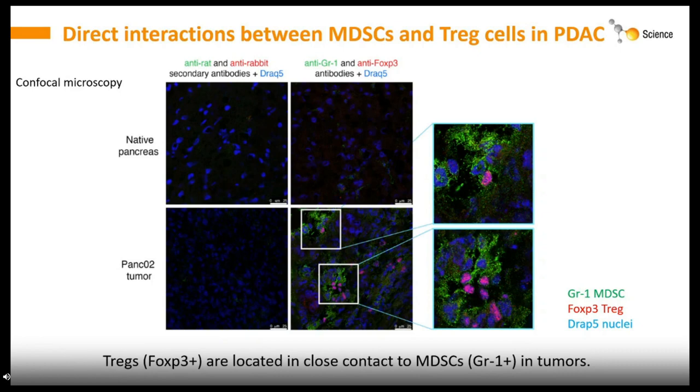So first, we determined by confocal microscopy the prevalence in pancreatic tumor of MDSC, here in green, and the prevalence of Tregs, here in red. And here also the nuclei are stained in blue. So we observe that the Tregs are located in close contact to MDSC in pancreatic tumor, and neither MDSC nor Tregs were observed in the naive pancreas.